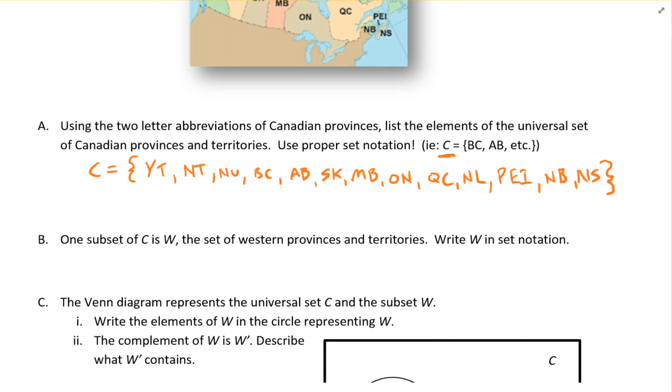Okay, so it says one subset. In your textbook there too, I want you guys to be writing down what these definitions are on the sheet that I gave you. I gave you a sheet of all the different definitions, and subset was one of those definitions. A subset is an element that belongs to another set. So it's a subset, it's part of a set. It says one of those is, of C, is W, the set of Western provinces and territories. It says write W in set notation.